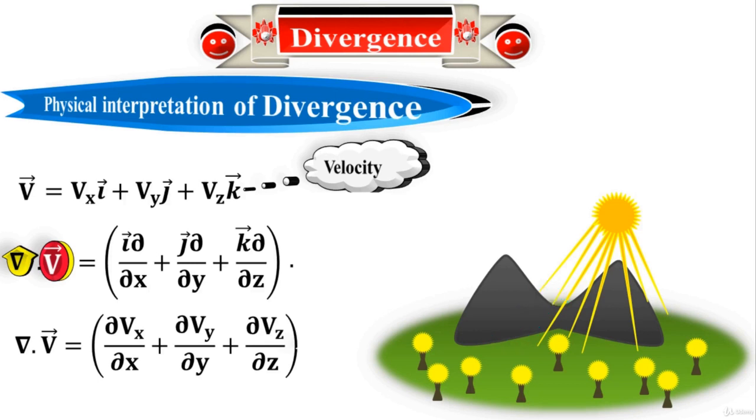I repeat it. First, the light is coming out of the sun. It is coming out of the origin towards the earth. It is a positive divergence. Again, when the light reflects back towards the sun from the earth, it is going towards the origin. It is compressing towards the origin. Now it is a negative divergence. So we can see both positive and negative divergence in this example.